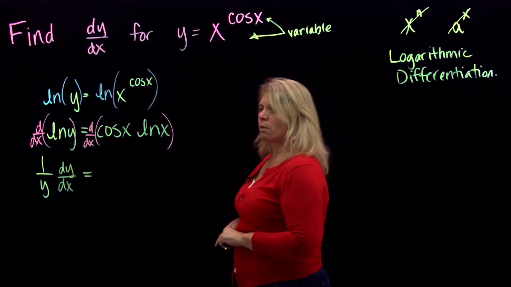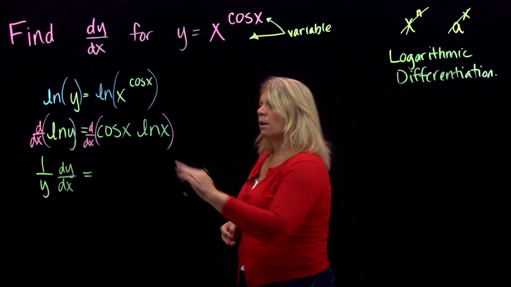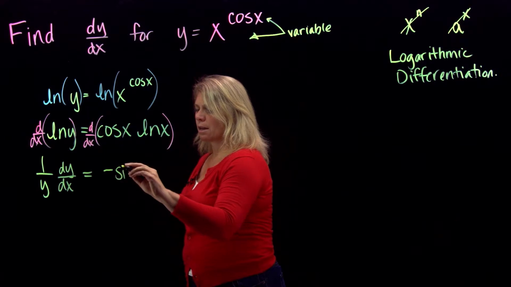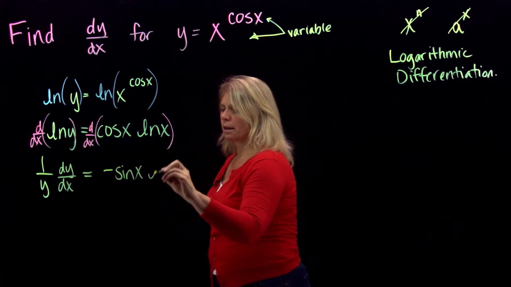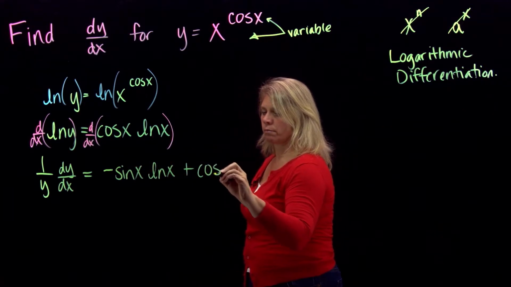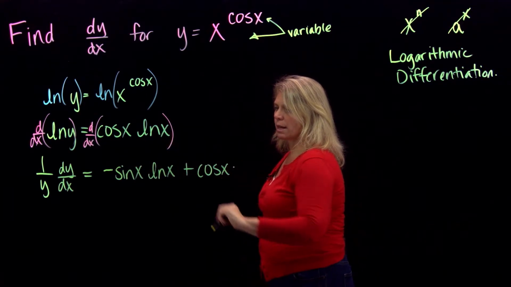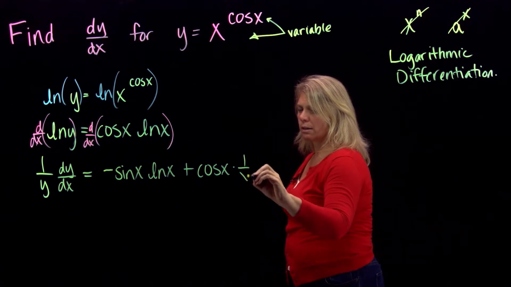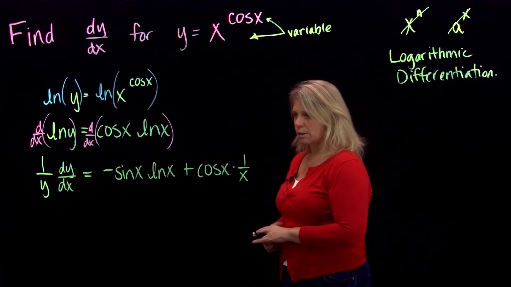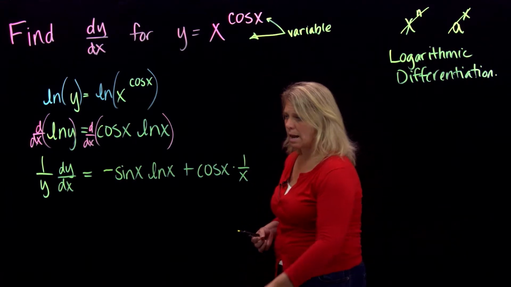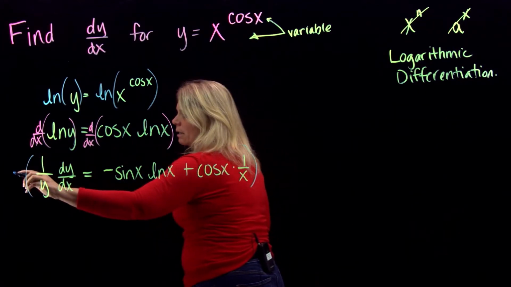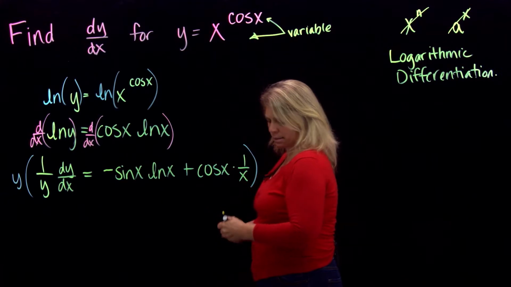And then on the other side of the equation, this is just a basic product rule. The derivative of the first function, derivative of cosine, is negative sine times the second function plus the first function times the derivative of the second function. So the derivative of ln of x is 1 over x. Okay, at the end, when I do implicit differentiation, I would like to solve for dy/dx. So I'm going to multiply through the whole equation by y so that I can solve for dy/dx.